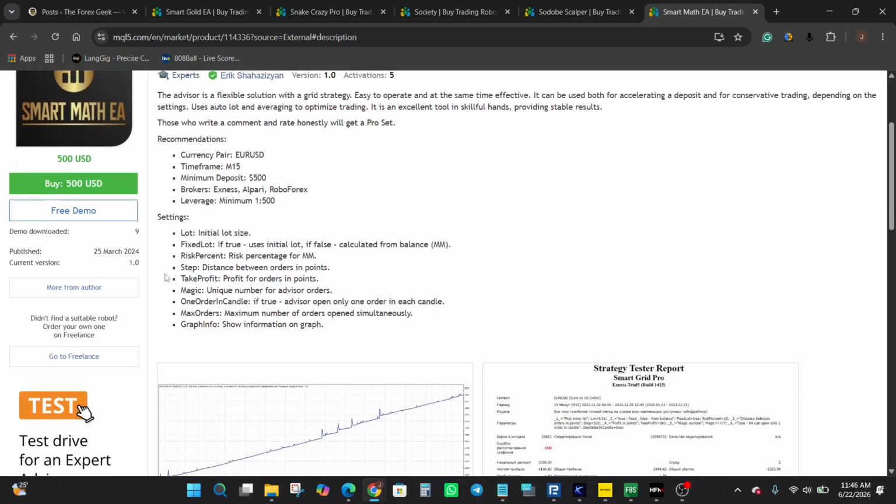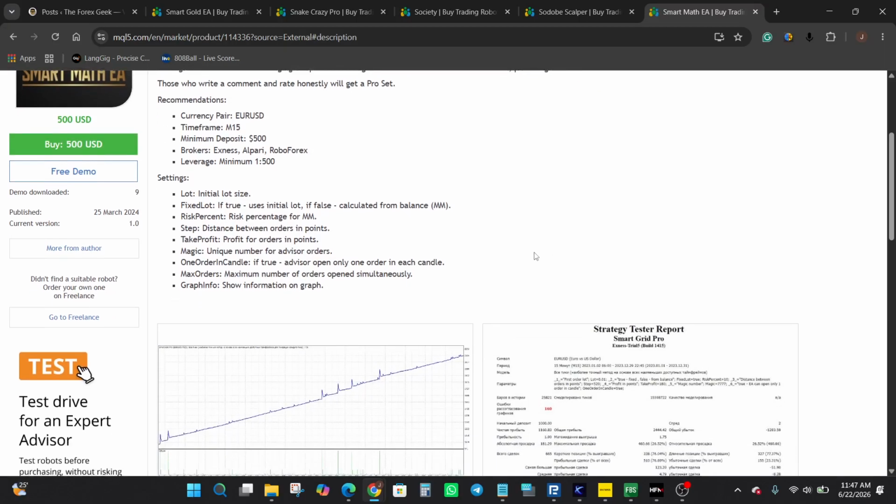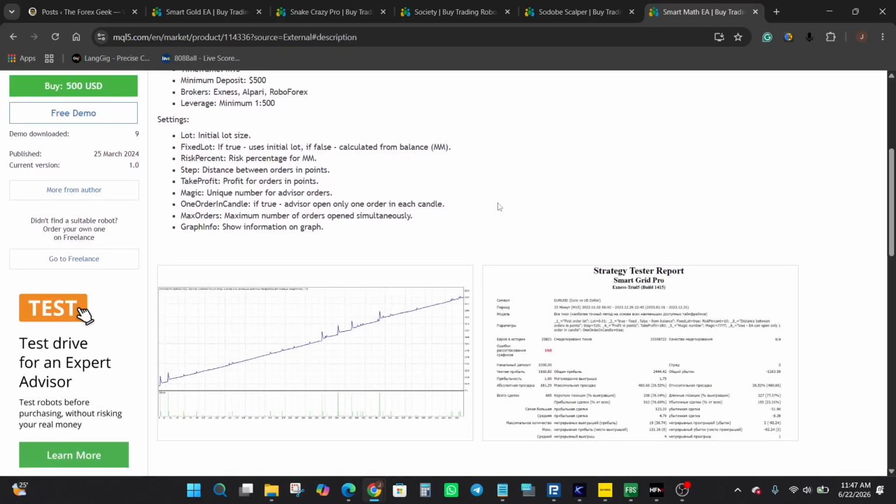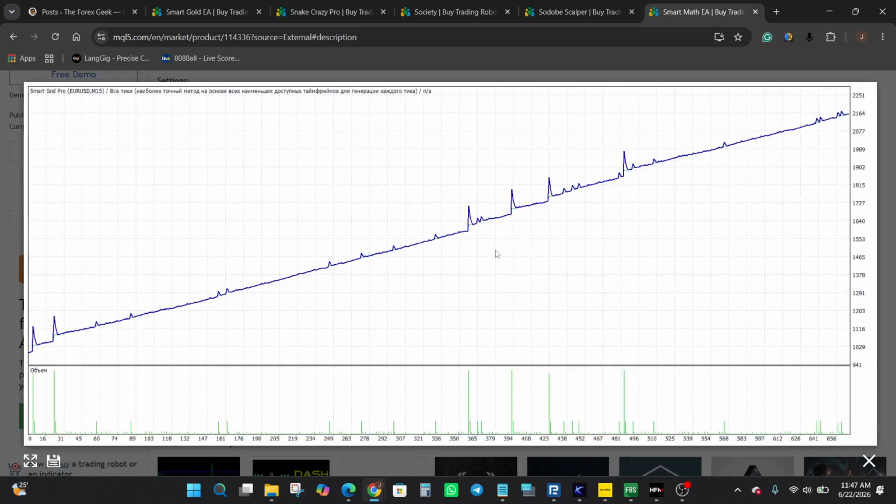Other settings include a unique magic number for identifying the EA's trades, an option called one order in candle, which limits the EA to opening only one order per candle when enabled, and a max orders parameter that controls the maximum number of simultaneously open positions. Now, there is also a graph information option that displays trading information directly on the chart. With the recommended setup covered, let's move into the historical backtesting section.